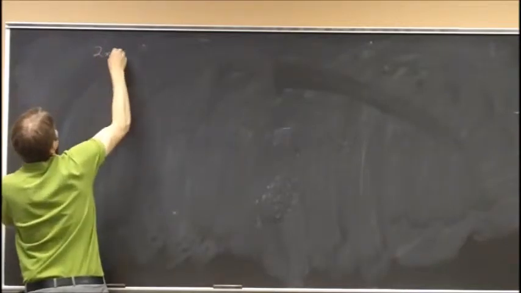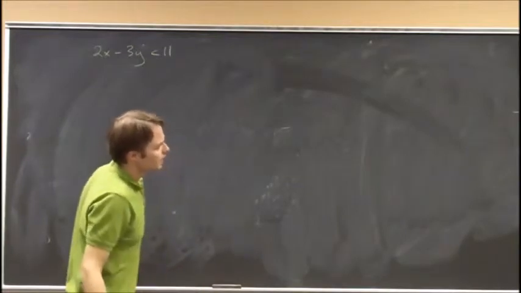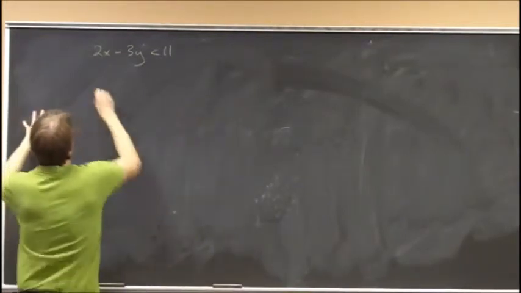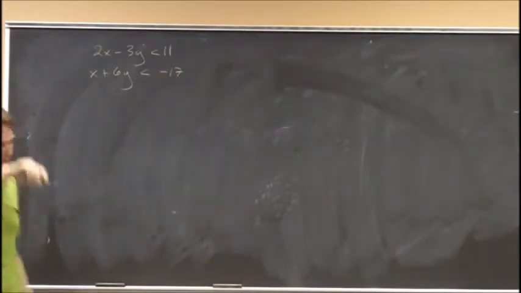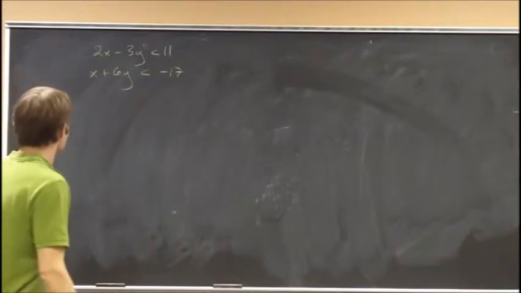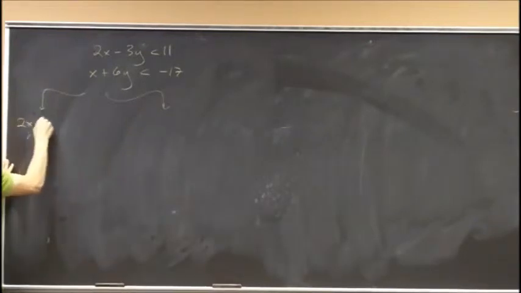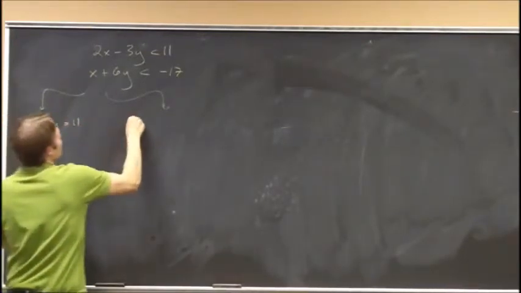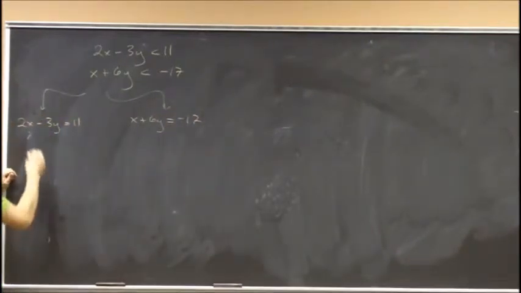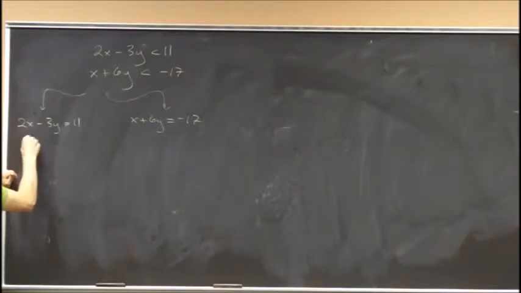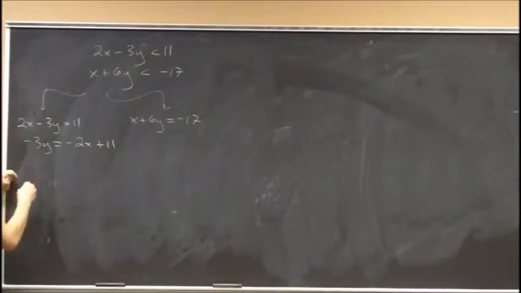So how about 2x minus 3y is less than 11, and then x plus 6y is less than negative 17. Okay. So again, I'll just turn these into reference equations. So 2x minus 3y is equal to 11, and then x plus 6y is equal to negative 17. Let's put these into slope-intercept form. So I can subtract the 2x on this one, so negative 3y is equal to negative 2x plus 11. Then divide by negative 3.